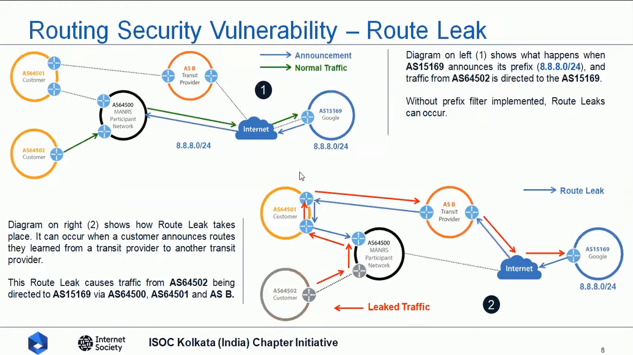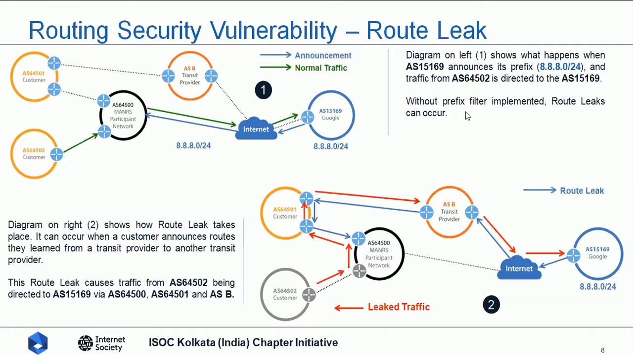Now, the next one is called route leak. If you see the diagram on the left, it shows when AS15169 announces its prefix 8.8.8.0/24, and the traffic from AS64502 comes up in this path. This is the normal path, the normal traffic. It announces here, and it comes here.